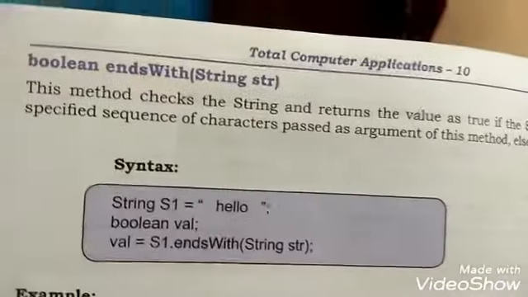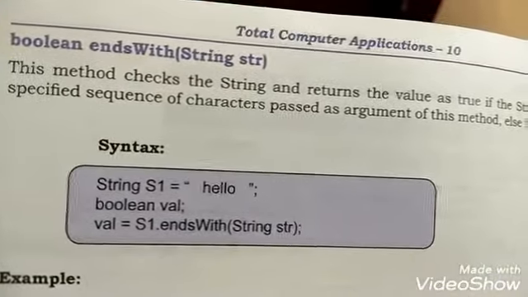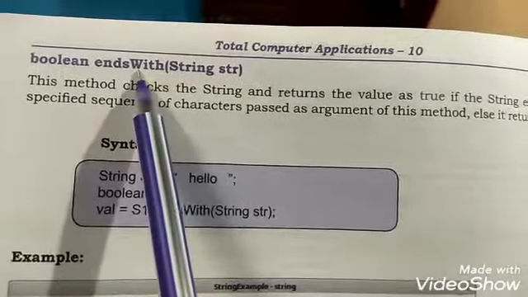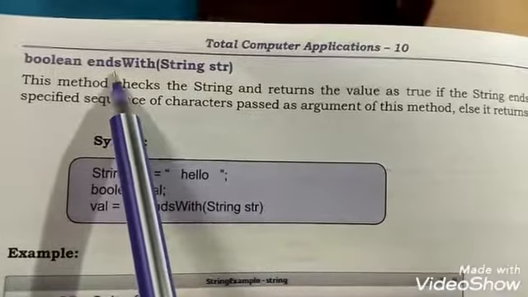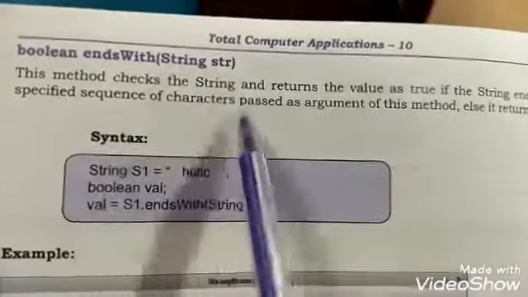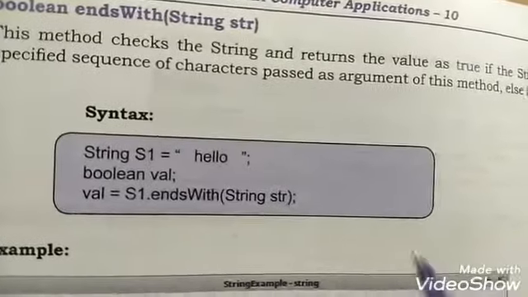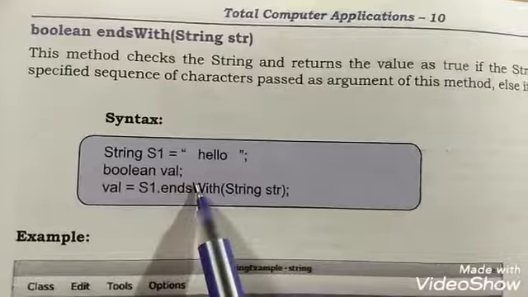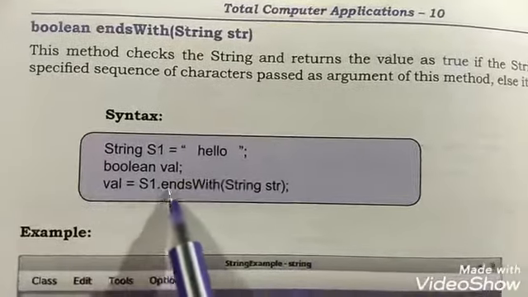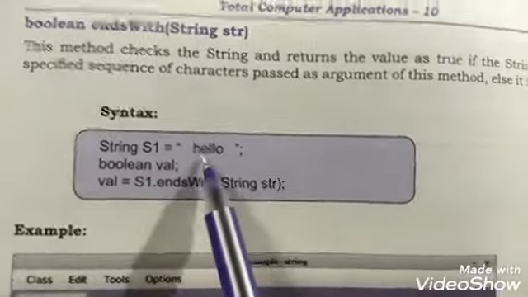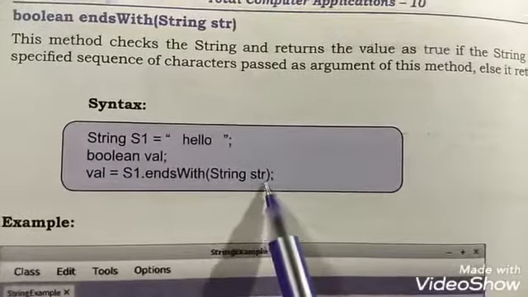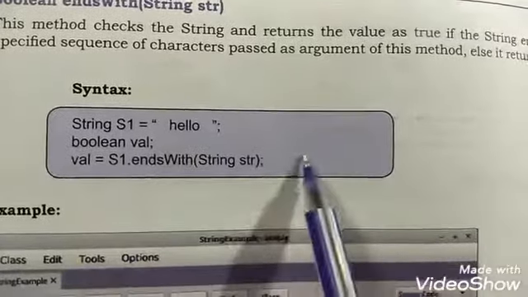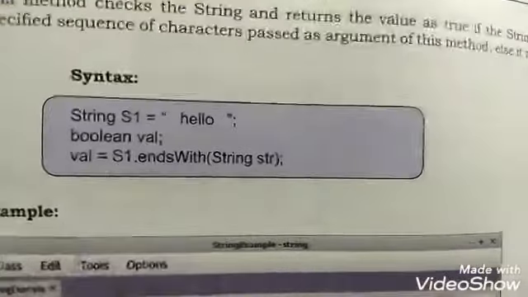In that previous method, it was checking the starting of that string, but here in this method it checks the end of that string. If it ends with a particular word and if that word matches with the argument, then it returns true, or else it returns false. For example, you can see String s1 equal to hello, boolean val equal to s1.endsWith(str). Here what does it end with? Hello only. Suppose my str will be world hello, then the hello is at the end and it is matching, so it will store true, or else it returns false.